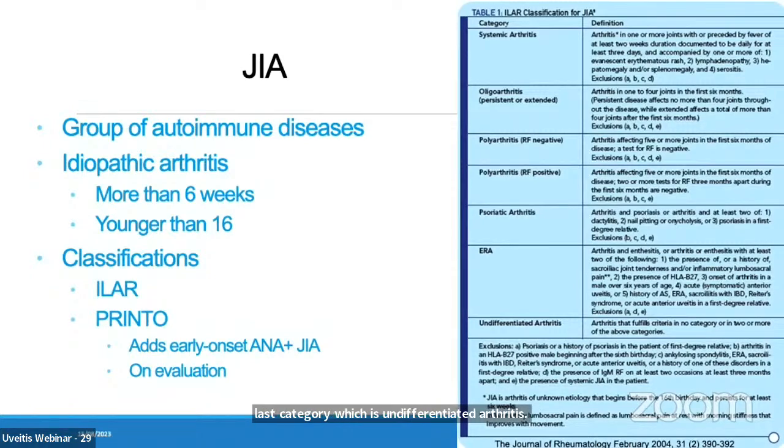Recently, the PRINTO group, led by Alberto Martini, proposed a new category, which is the early onset ANA positive juvenile idiopathic arthritis, which is interesting because most of the patients we see in our uveitis clinic will come from this new proposed group. However, this is still under evaluation, whereas most of these patients will come from the oligoarthritis and undifferentiated arthritis categories.